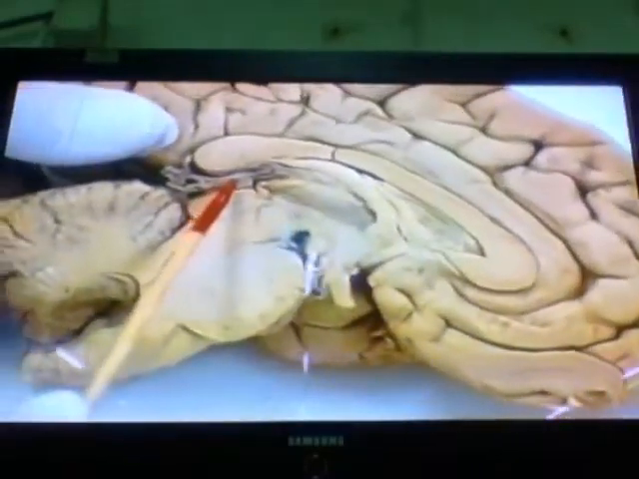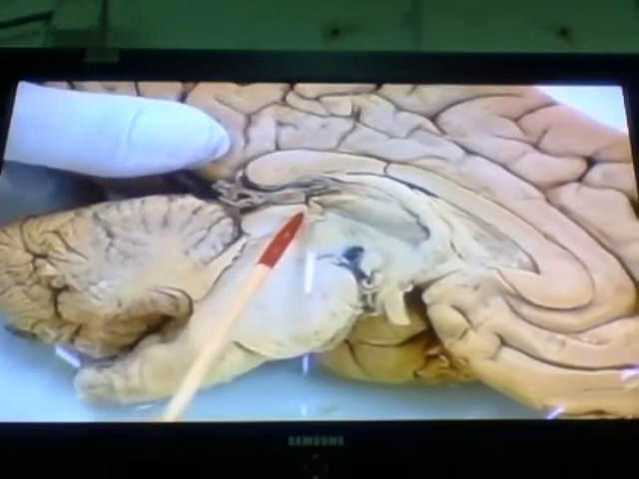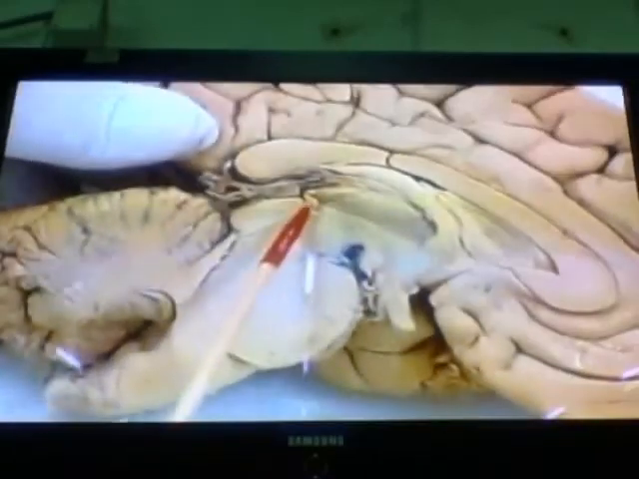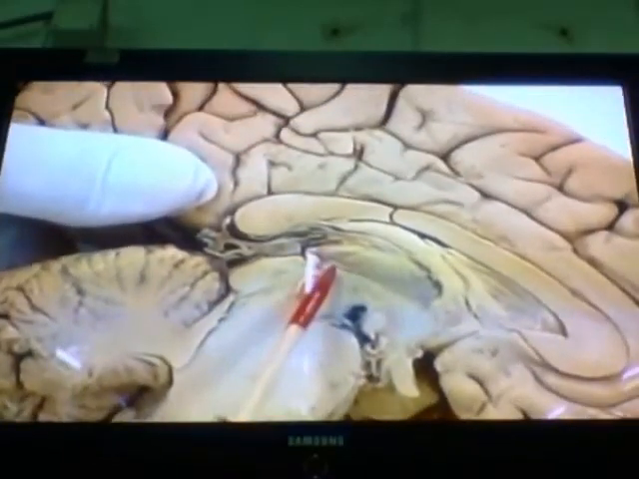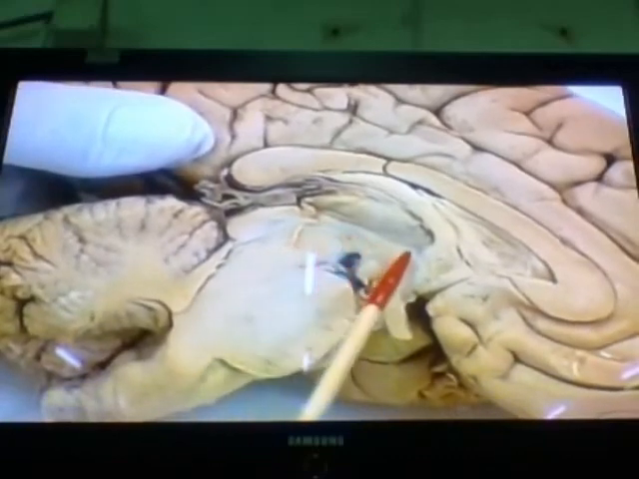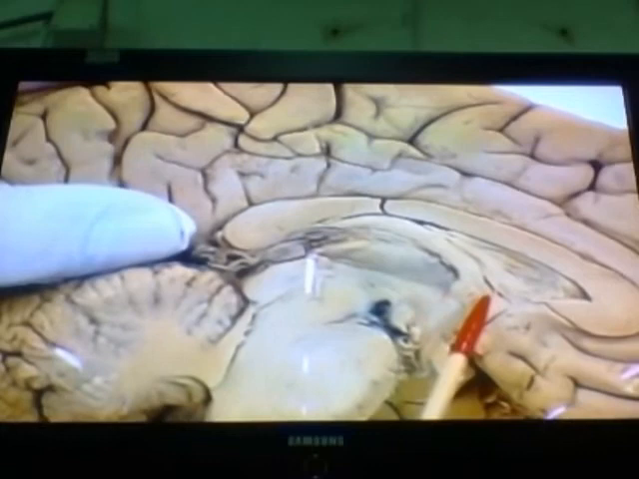So if we trace, there is a pineal gland right here. That's the superior colliculus, the inferior colliculus, and right here that will be the posterior commissure. There we can see the hypothalamic sulcus, very prominent on this brain, and there we can see the anterior commissure.